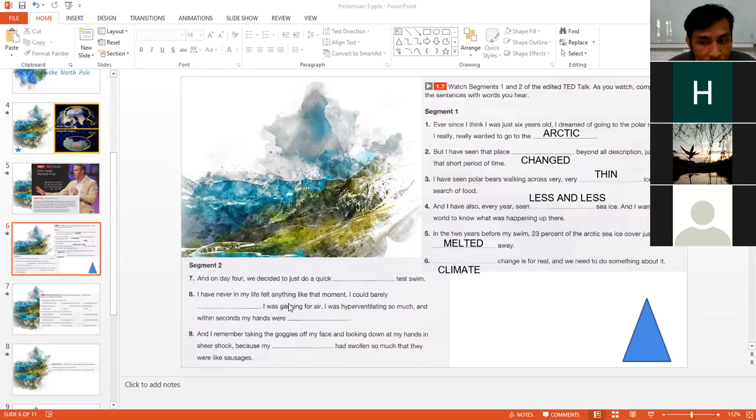After a year of training, I felt ready. I felt confident that I could actually do this swim. So myself and the 5 members of the team, we hitched a ride on an icebreaker which was going to the North Pole. And on day 4, we decided to just do a quick 5-minute test swim.